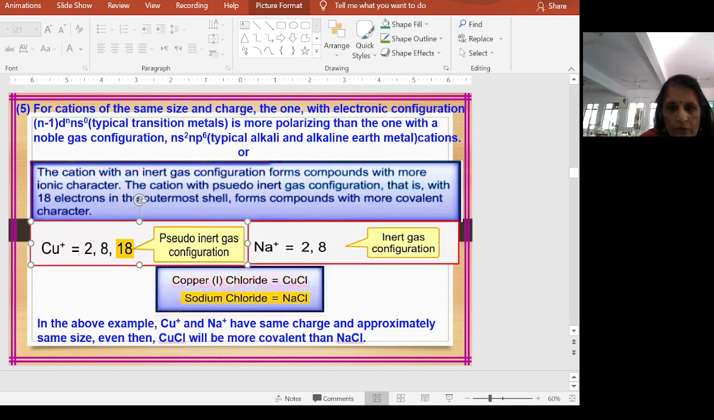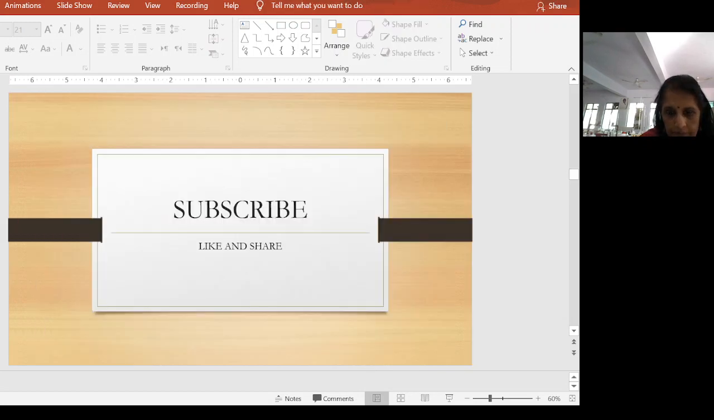So that was all about the polarization in the molecule, that is the polarity in the molecule, which is measured in terms of dipole moment.